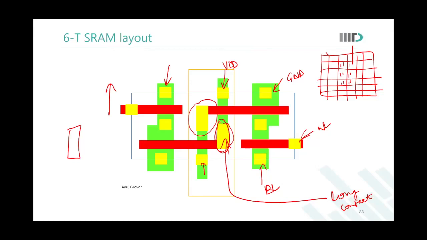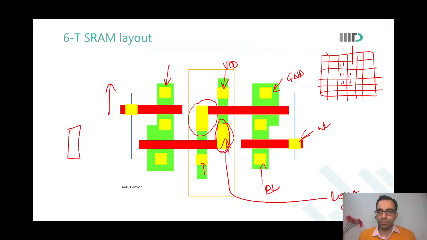Any questions? So in case of standard cells, we didn't know which other cell will be abutted over the one we are designing. That is why we were not using that. And now in memory, we know. Exactly. Okay. Thank you.